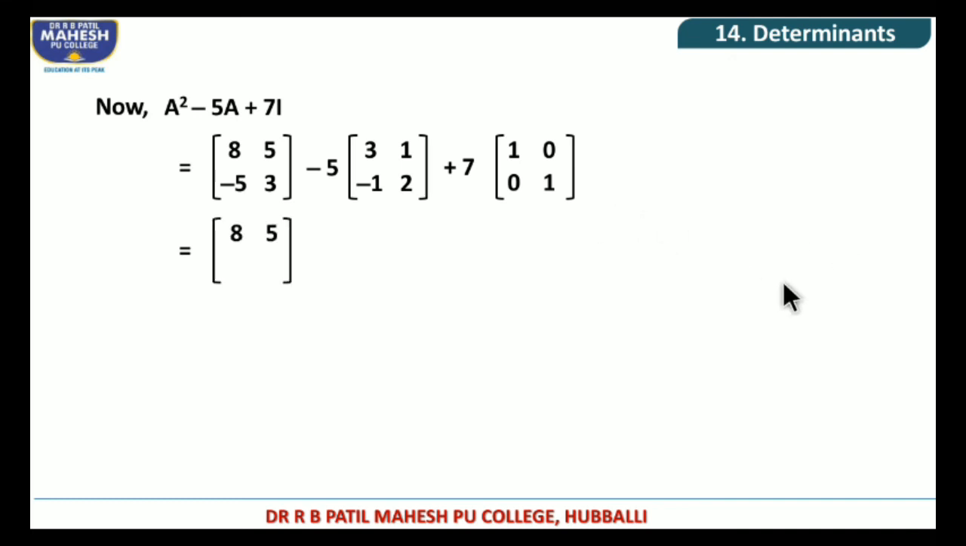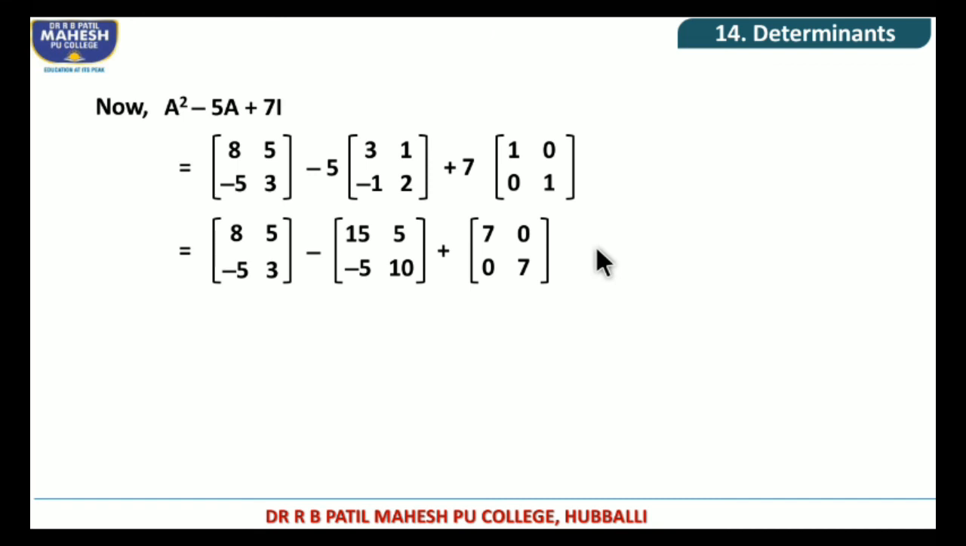So that is [8, 5; -5, 3] minus, and next multiply 5 to all these elements, we have [15, 5; -5, 10], and again multiply 7 to all these elements of the identity matrix, we have [7, 0; 0, 7].